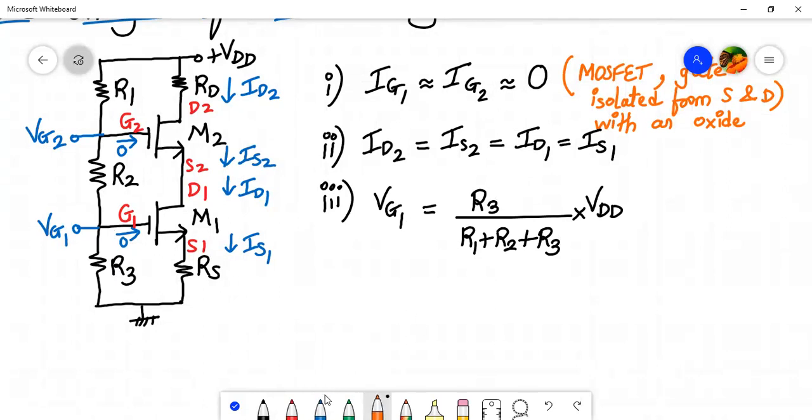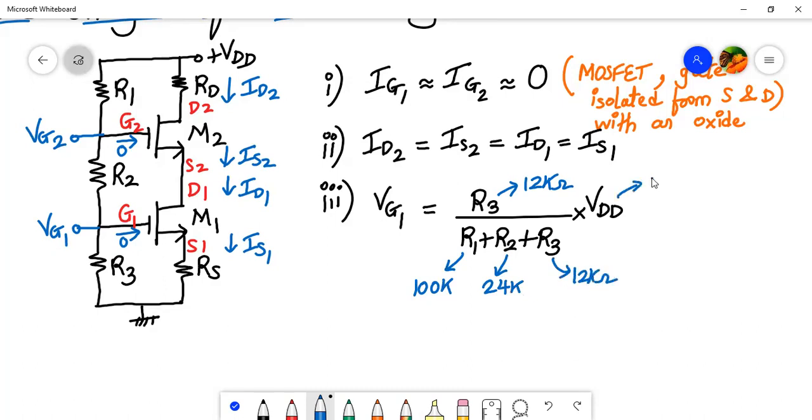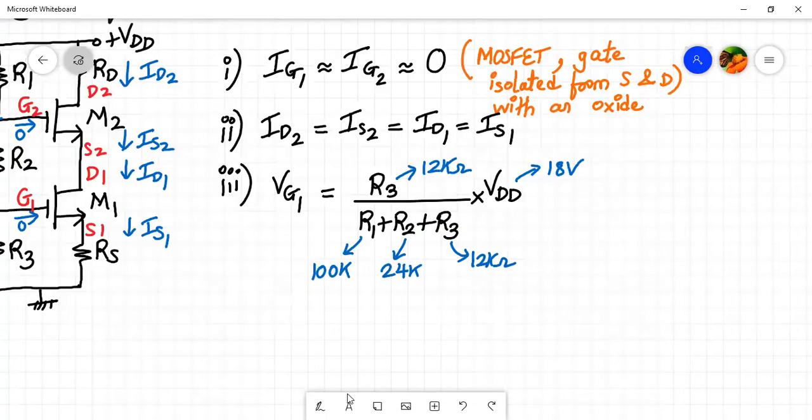So R3 value is given as 12K. Then R1 value is around 100K. R2 value is 24K. R3 is again 12. And VDD value, I guess, is given as 18 volt. So we have to find the value of VG1.